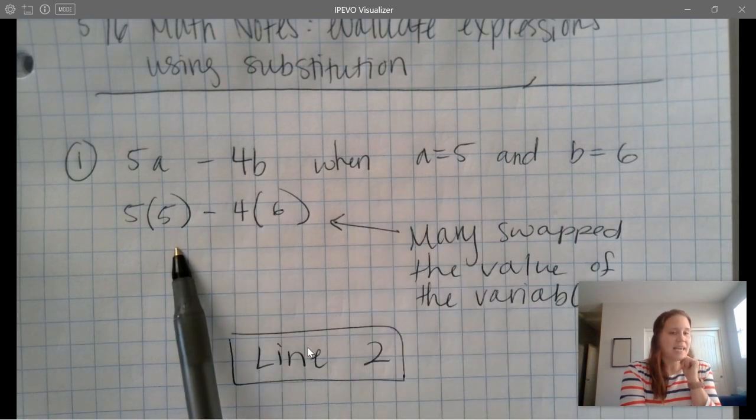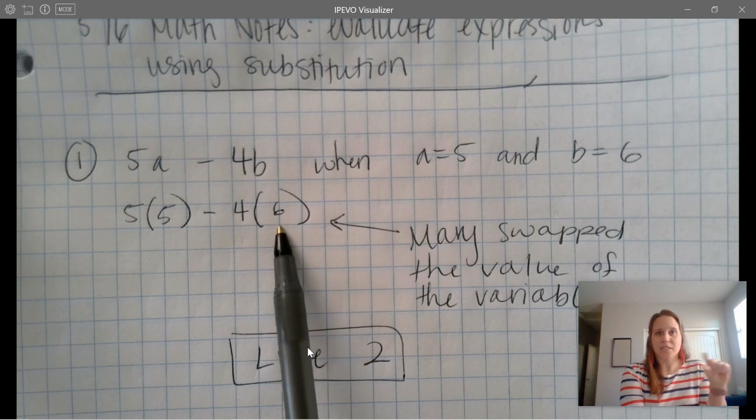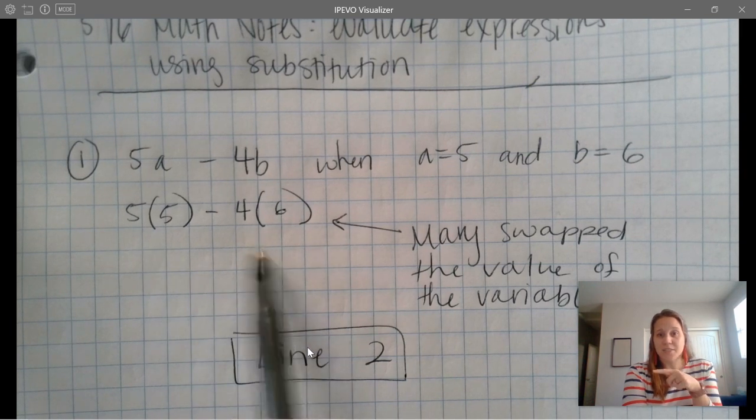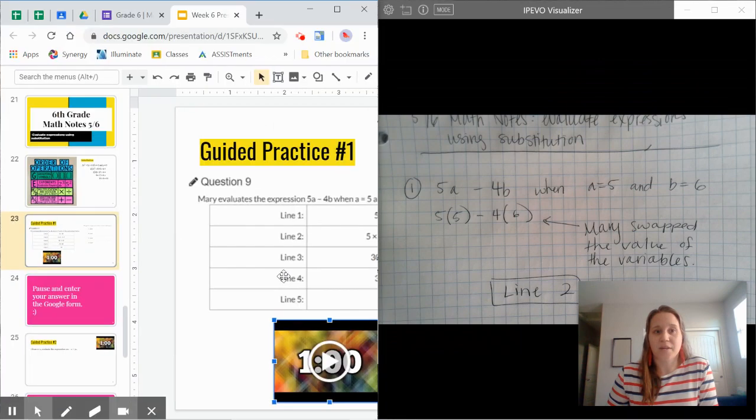I know that the value of A is 5 and the value of B is 6. So I use substitution to rewrite the expression with those values. When I look at this line of work in Mary's work, I notice that actually she swapped the value of the variable.